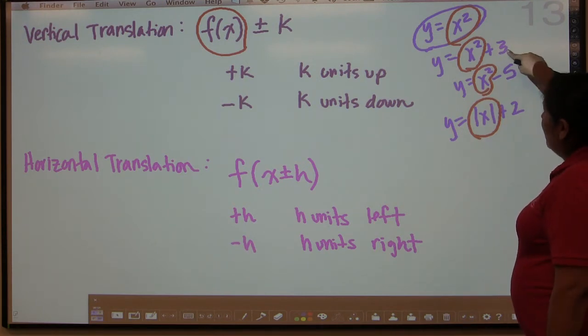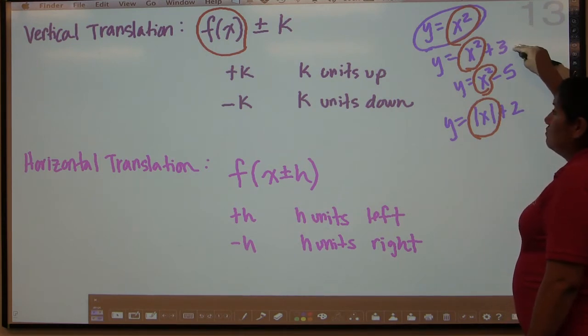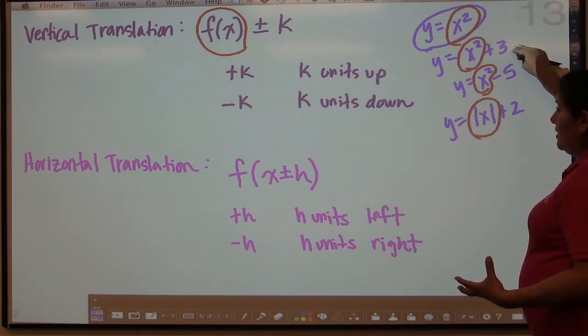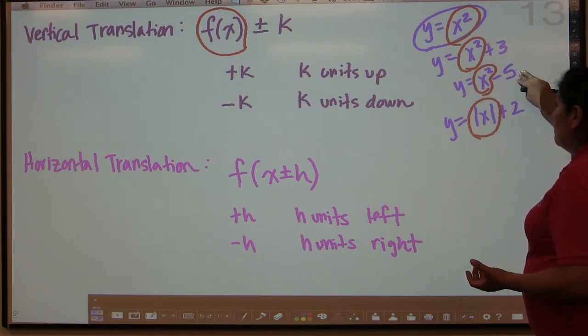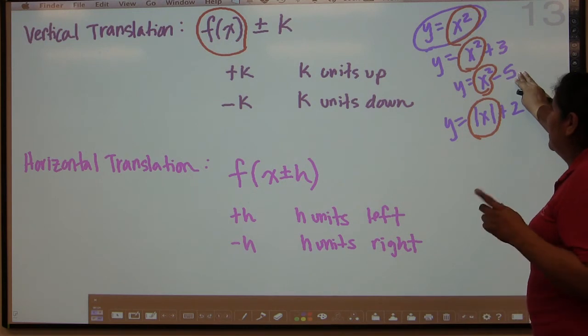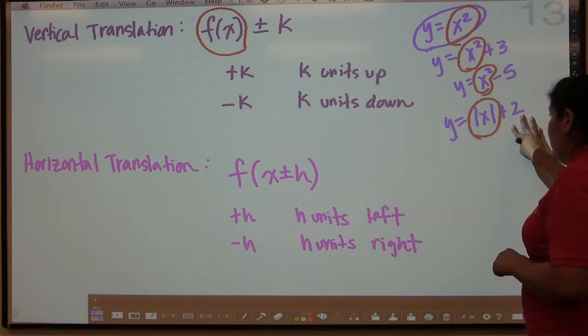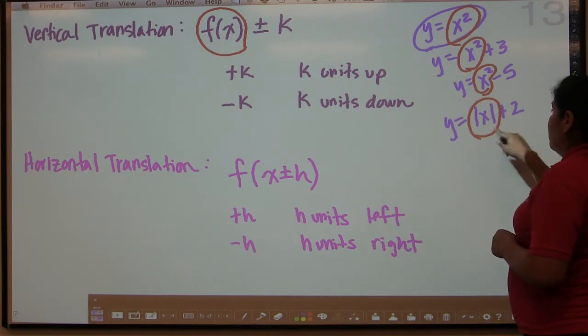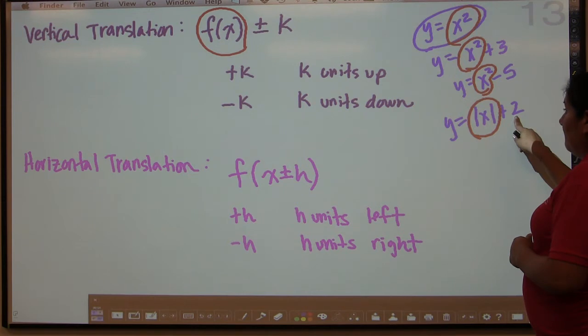So this graph right here is going to be the exact same graph as x squared, but it's going to be moved, it's going to be shifted, so to speak, 3 units up because of the plus 3. This second graph is going to be the exact same thing as x squared, but it's going to be moved 5 units down because of the minus 5. And this guy, because the parent graph is absolute value of x, this graph will look exactly like the absolute value function, but 2 units up.